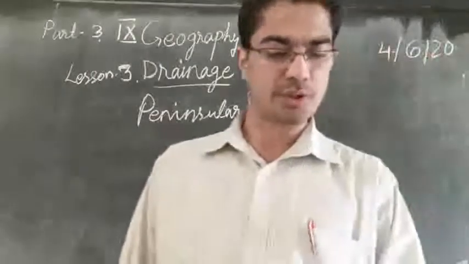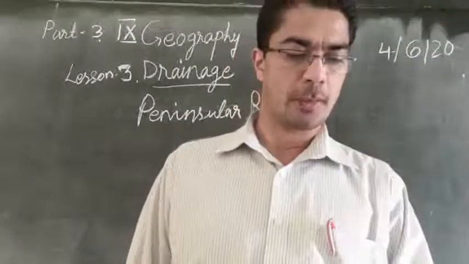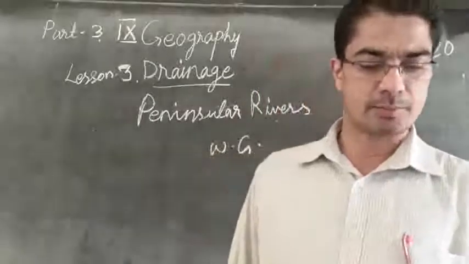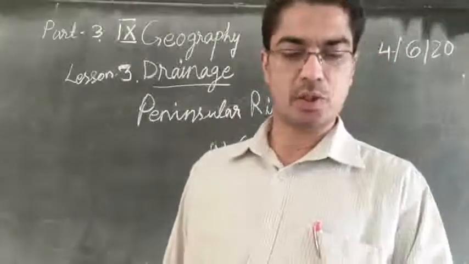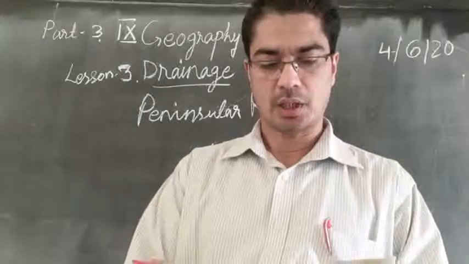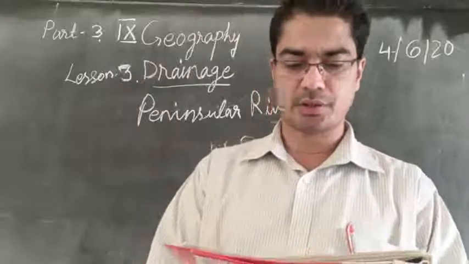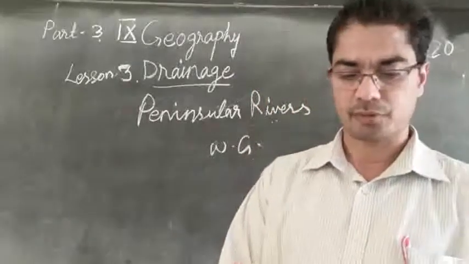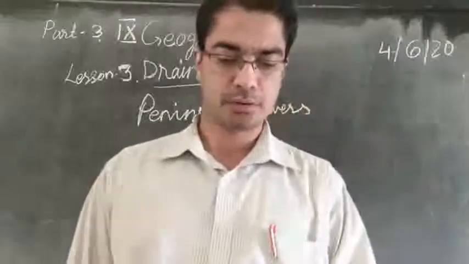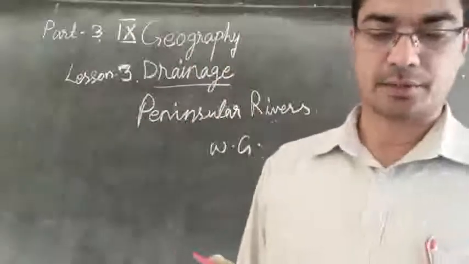And there are numerous small streams flowing west of the Western Ghats. The Narmada and the Tapi are the only long rivers which flow west and make estuaries. What is an estuary?